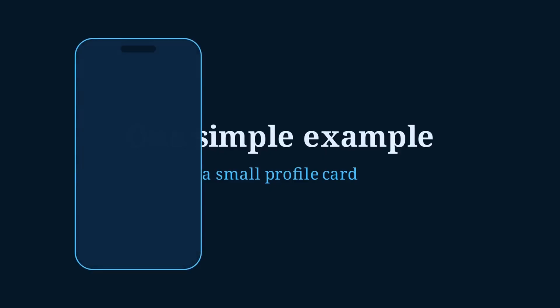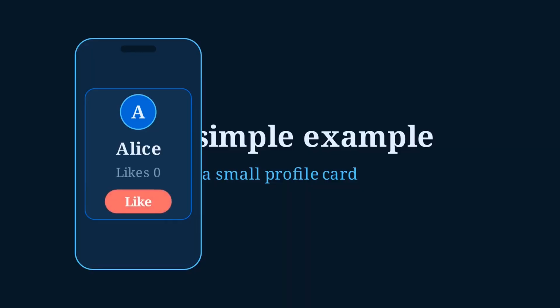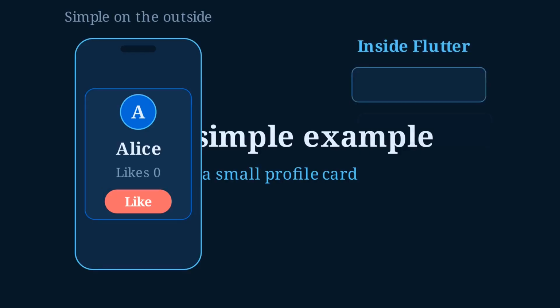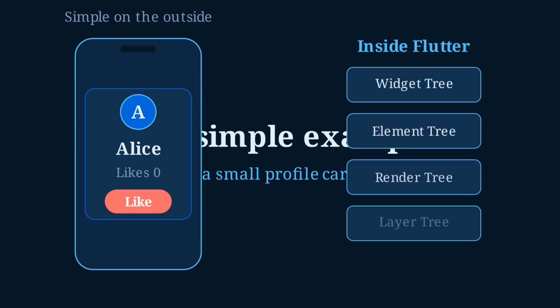Imagine we have a small profile card. It shows a name, a likes count, and a button. On the screen, the user only sees this: a card, the name Alice, the text "likes 0," and a like button. This looks simple on the outside. But inside Flutter, this UI is handled through multiple layers.